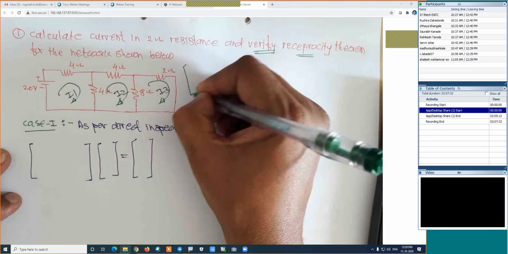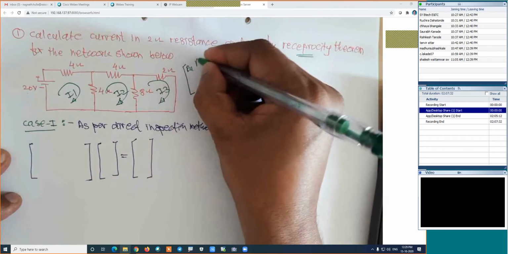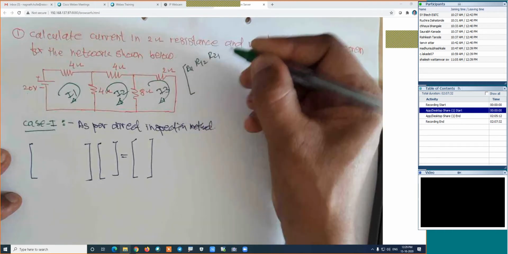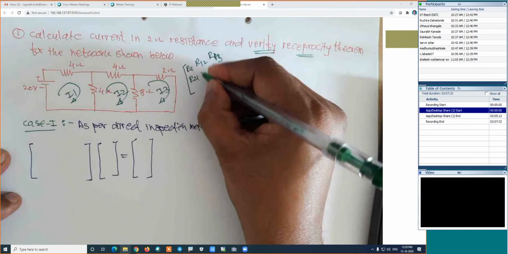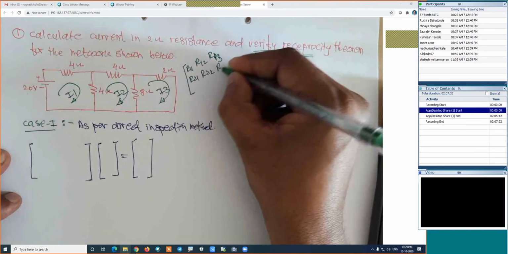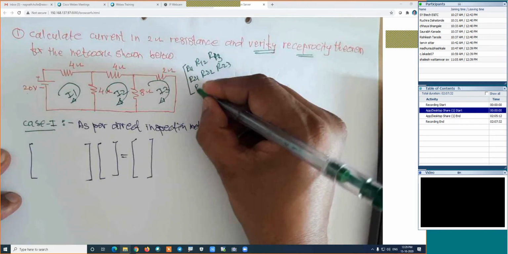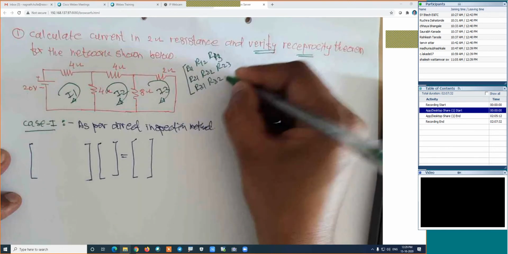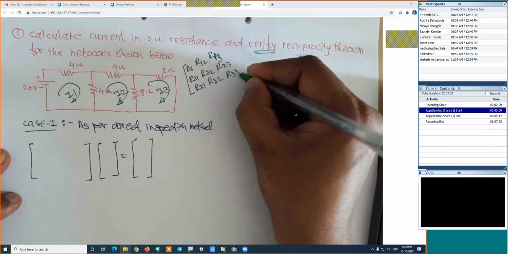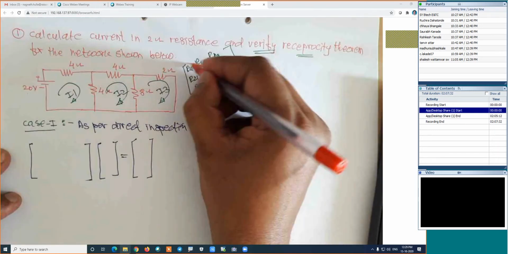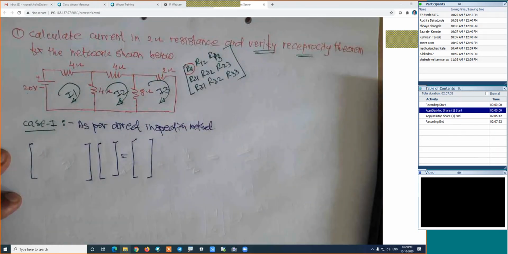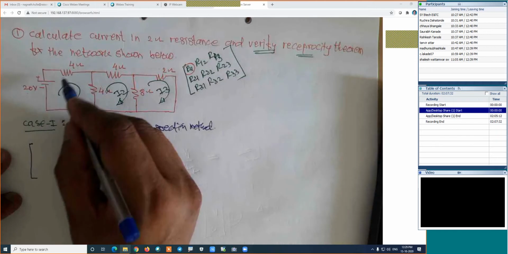This is R11, this is R12, this is R13, this is R21, R22, R23. Then finally R31, R32, and this is R33. We will do this calculation. First, I will start with R11, the resistance of the first loop. How much is this resistance? 4 plus 4, which is 8.